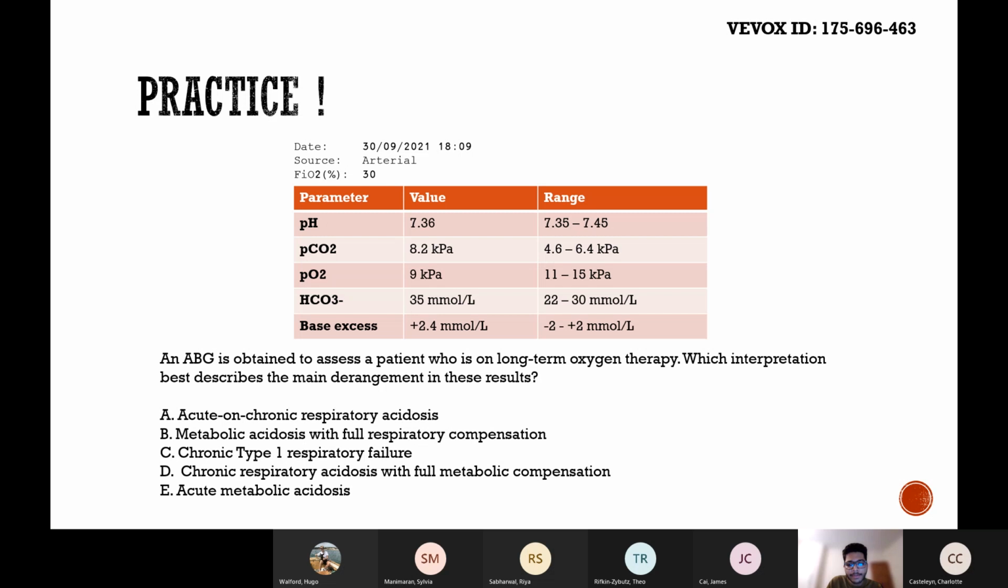Any ideas for this ABG? This is the penultimate one before we have a look at some other things and then go back to the case.